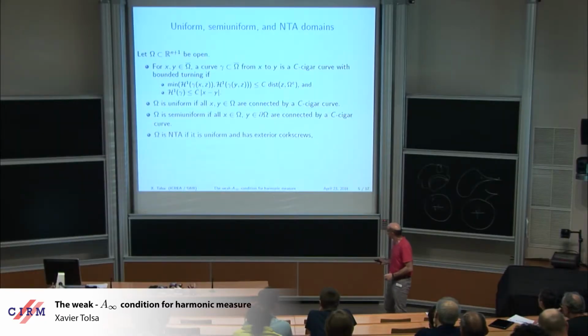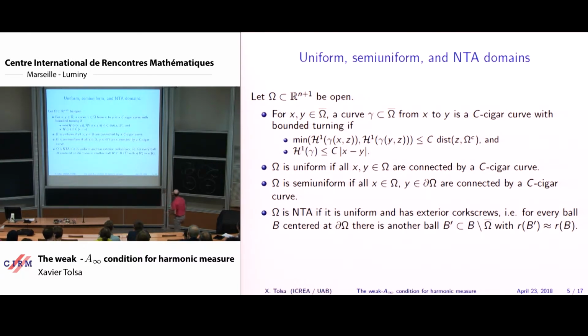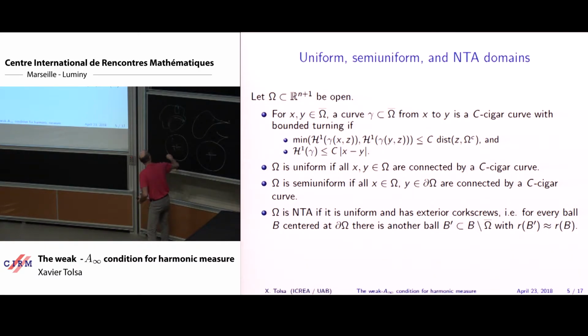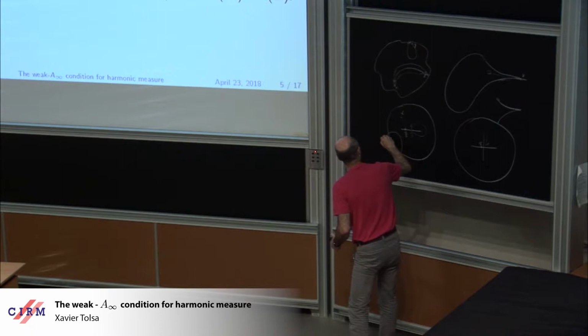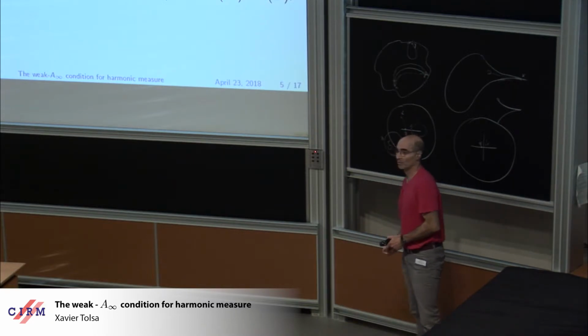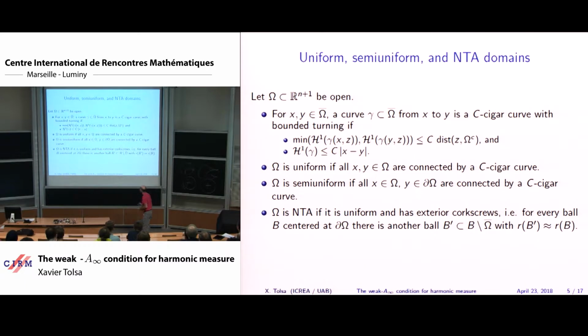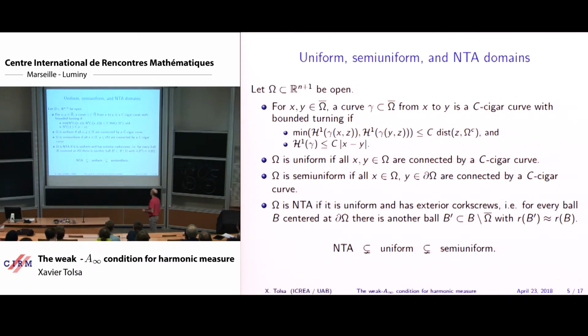Okay. And so now, what is an NTA domain? An NTA domain is a domain that is uniform, and moreover it has exterior corkscrews. What do exterior corkscrews mean? It means that for any ball centered at the boundary, for instance a ball such as this one, there exists another ball B prime contained in the exterior and in B with comparable radius. These balls should have comparable radius. Okay, so this is the exterior corkscrew condition. So NTA is a condition stronger than uniform. In fact, one can see that NTA is a smaller class than uniform domains and than semi-uniform domains. NTA stands for non-tangentially accessible.